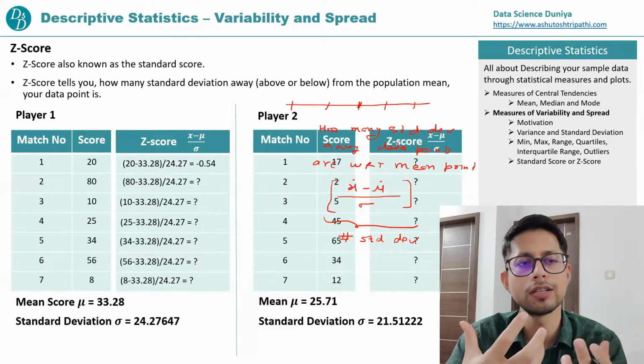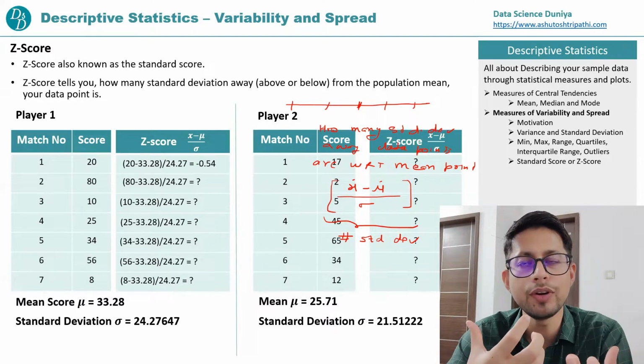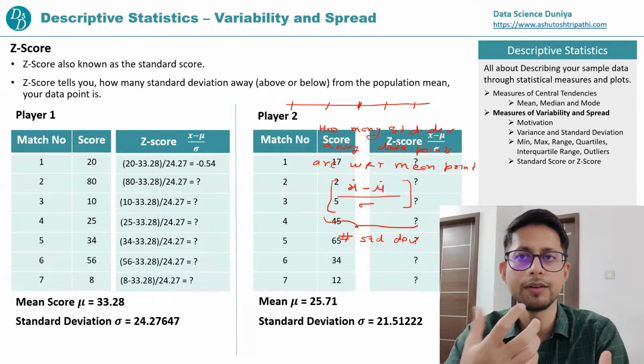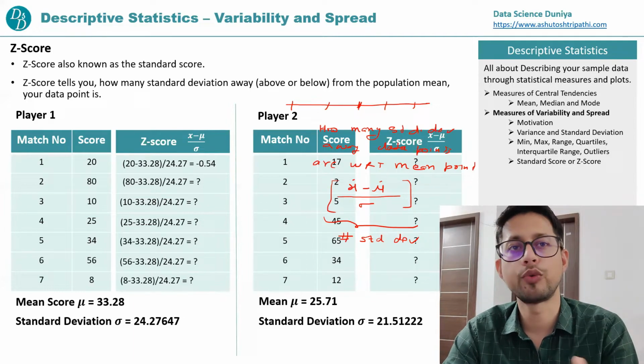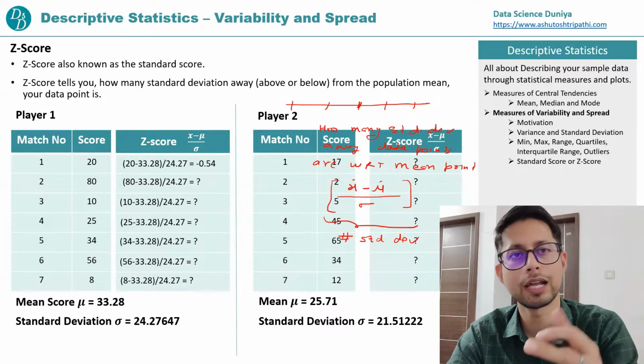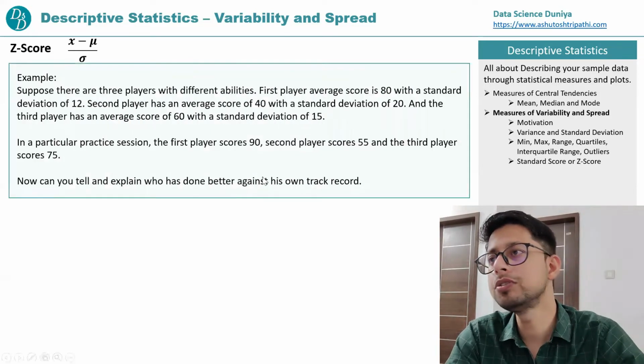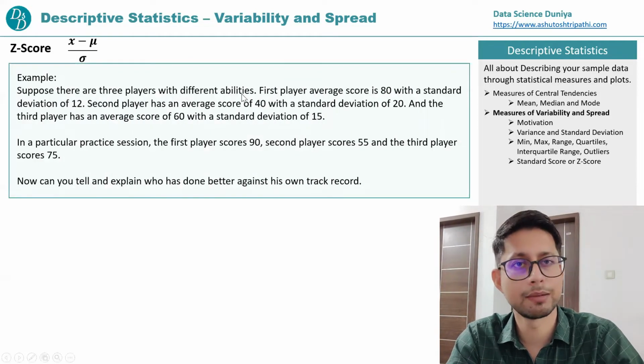Until you understand the significance and why we use it, it becomes almost difficult to remember or memorize those concepts, right? So let's understand the significance of this Z-score with the help of one problem. Suppose there are 3 players with different abilities.